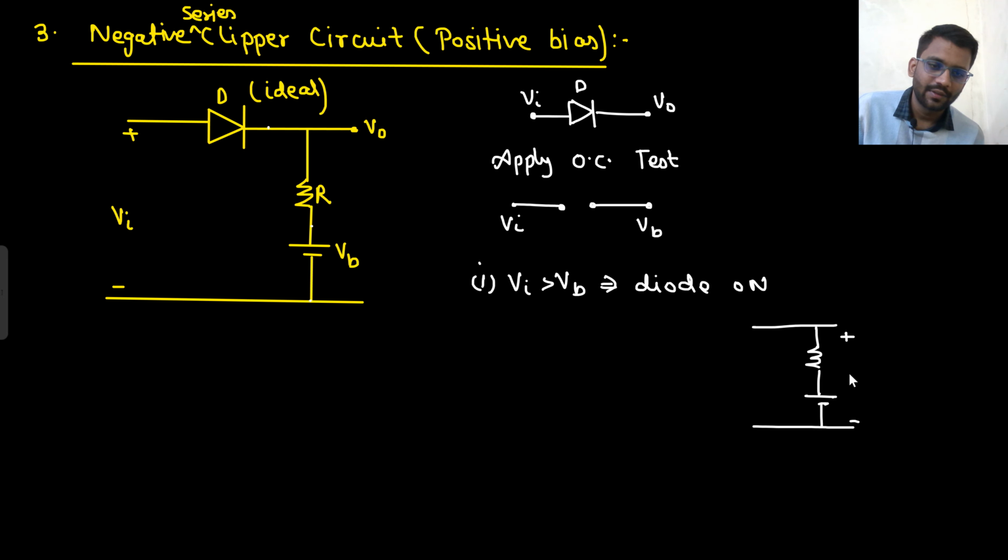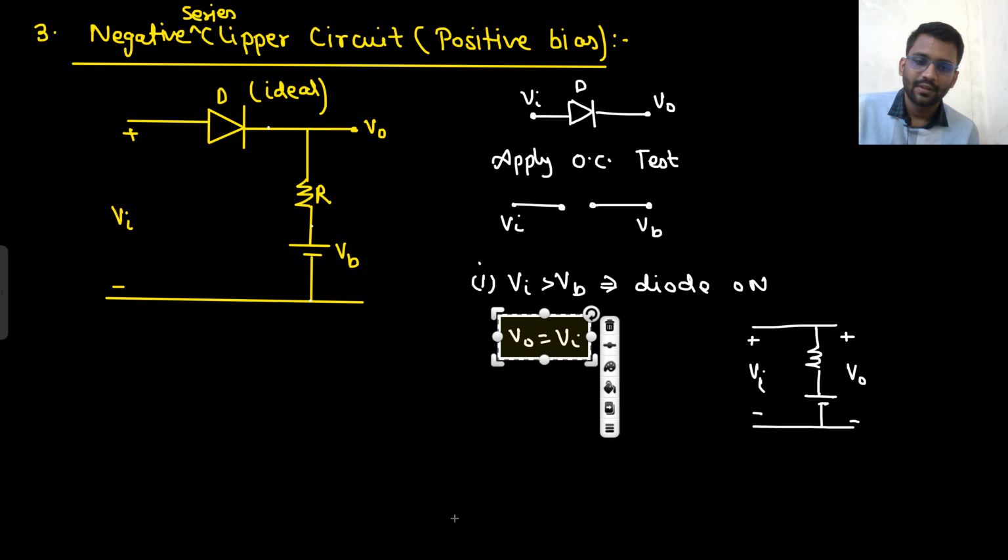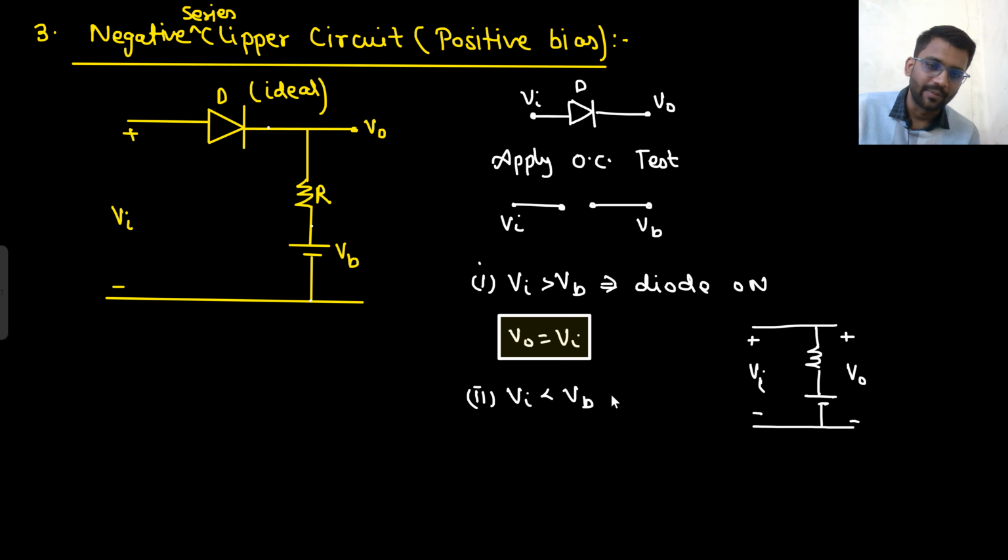This is your V naught and this is your V in. So complete V in is going towards the output. So V naught is equal to V in. Well and good. And when V in is less than VB, what will happen? The diode is off.